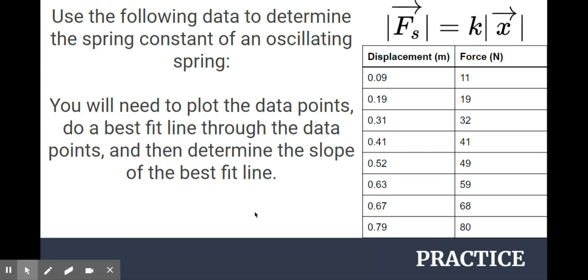So go ahead, pause the video. If you haven't already, plot the data points, do a best fit line, and then determine the slope of that best fit line.